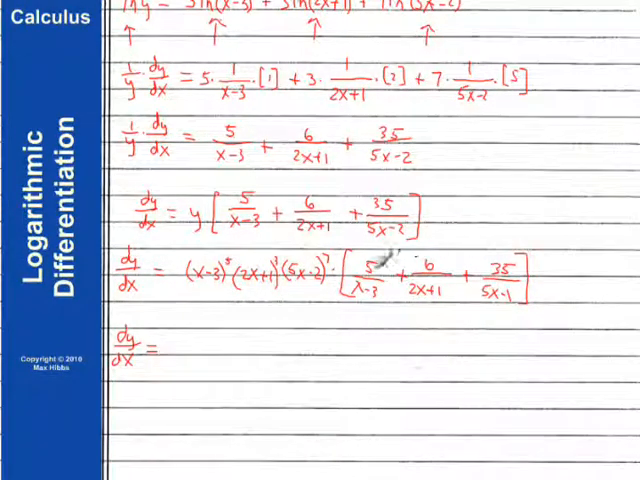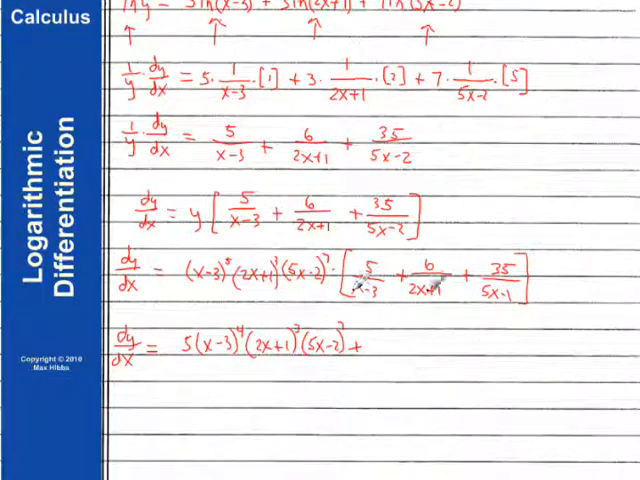And we'll still have this factor of 5 in the numerator. So it will be the original 5 that's here. And the x minus 3 to the 5th power will reduce to x minus 3 to the 4th power because that cancels. And then we have these other two factors. So 2x plus 1 to the power 3 times 5x minus 2 to the power 7.